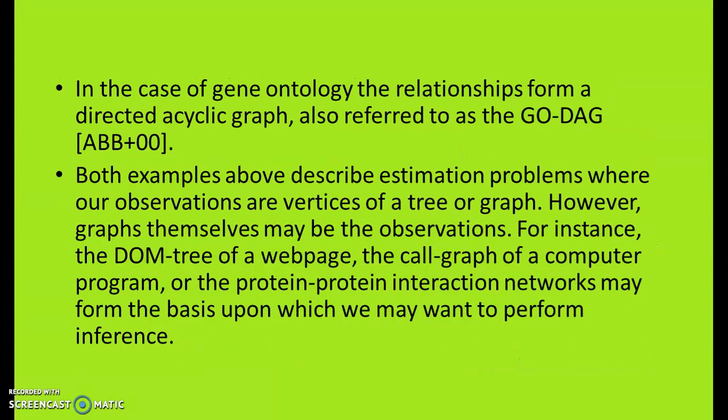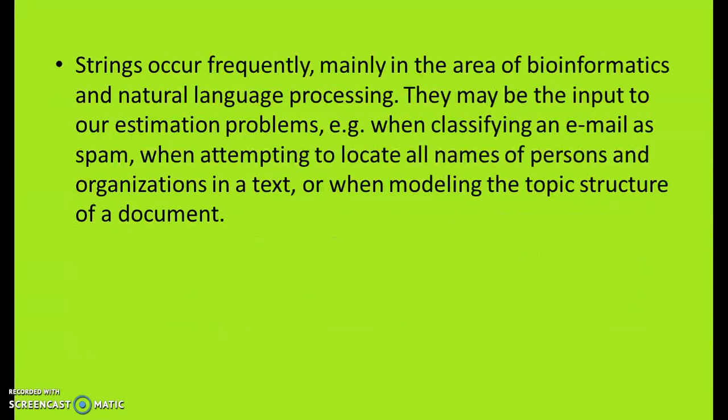In the case of gene ontology, the relationships form a directed acyclic graph, also referred to as a GO DAG. Both examples above describe estimation problems where our observations are vertices of a tree or a graph. However, graphs themselves may be the observations. So for instance, the DOM tree of a web page, the call graph of a computer program, or the protein-protein interaction networks may form the basis upon which we may want to perform the inference.